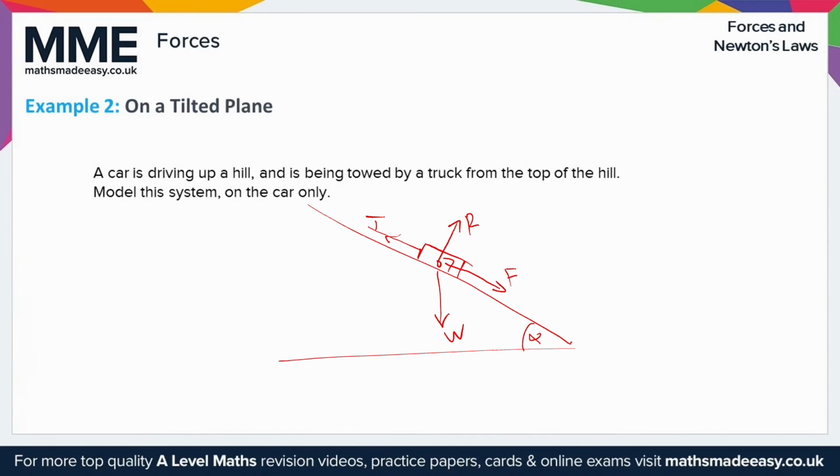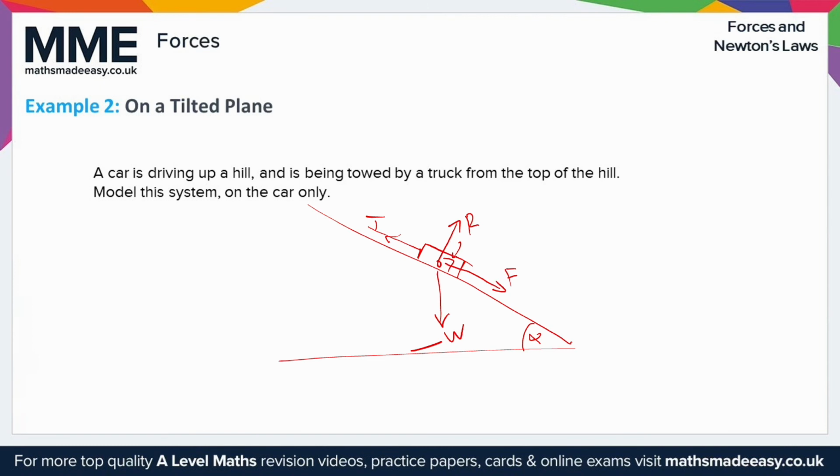Notice, even though the normal reaction is meant to be opposing the weight pulling it through the plane, it's not acting completely opposite to it. Okay, and that's for two strict reasons. The normal reaction is always perpendicular, so this angle here is always 90 degrees regardless of what the model is. Weight always acts vertically downwards, so it has to be straight down even though we're on a plane.